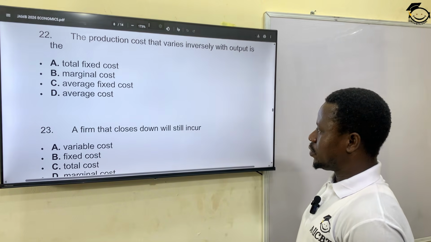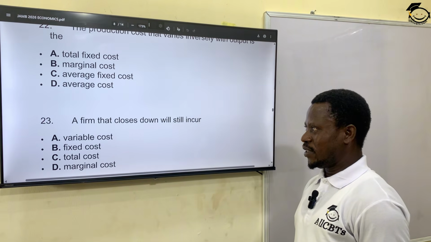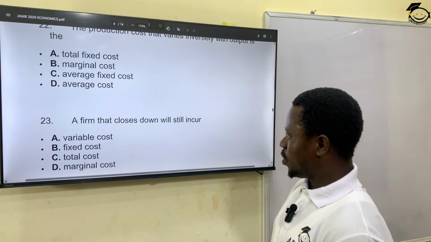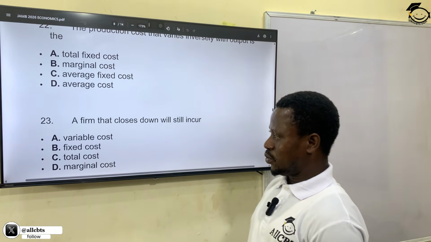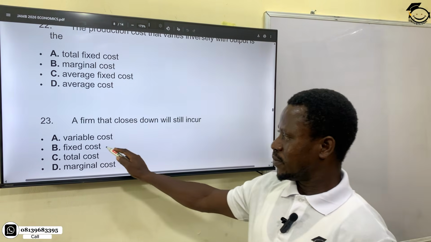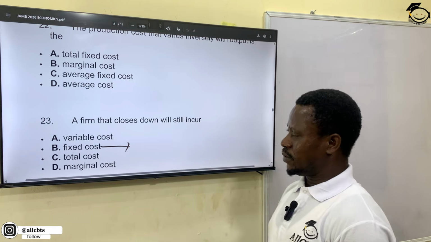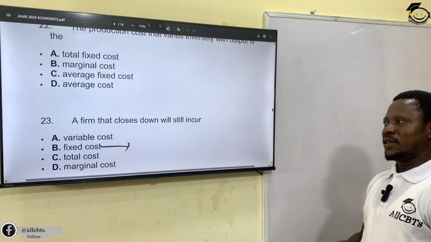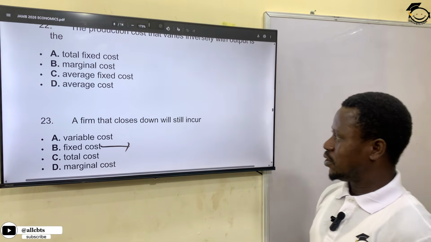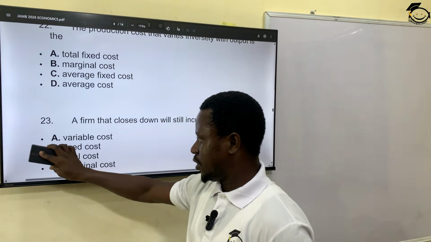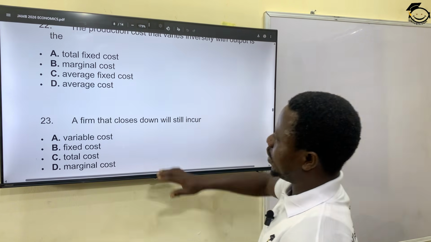A firm that closes down will still incur, when a firm closes down, right? Stop operation. What other costs can it still be incurring even at close down? Variable costs, fixed costs, total costs, marginal costs. These are fixed costs, particularly on assets that are fixed. Okay, if the land and the buildings are there, the firm is still spending on them, though it may not be paying for labor or raw materials, but those fixed costs, it's still incurring some cost on them, at least in the short run. So the answer is B, fixed costs. Let's see the next one now.